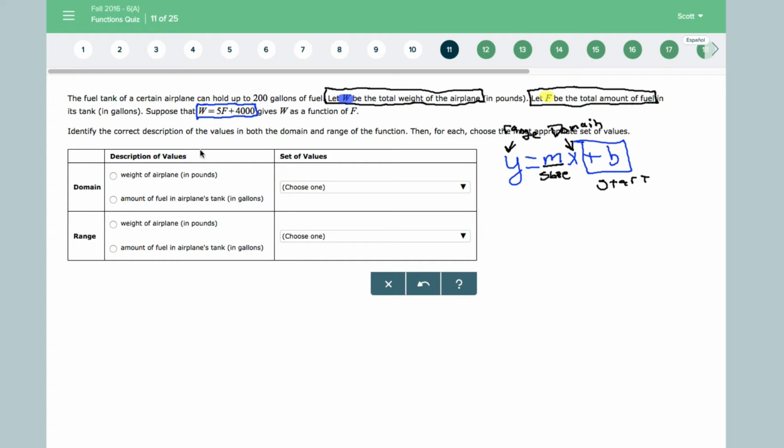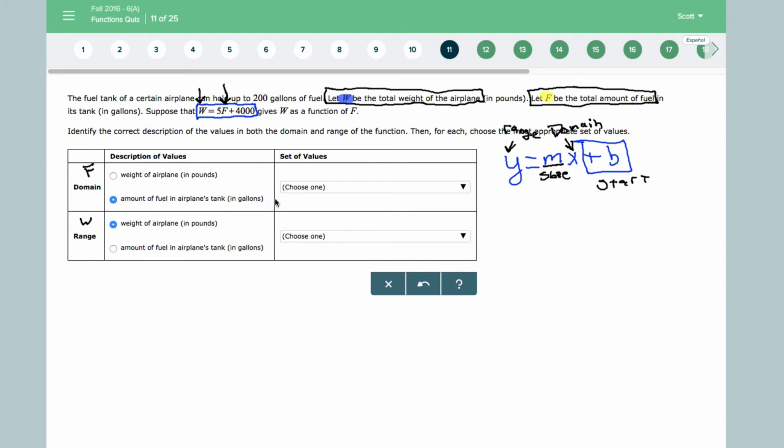Domain. Well, domain are our x values. But in place of x, what did we have here? We have f, where x should be. So our domain is f, and our range, which is where y should be, is w. Well, what does f stand for? We go back up to our problem. F is the total amount of fuel. So there we go. What does W stand for? W is the weight of the airplane. Okay, there we go.